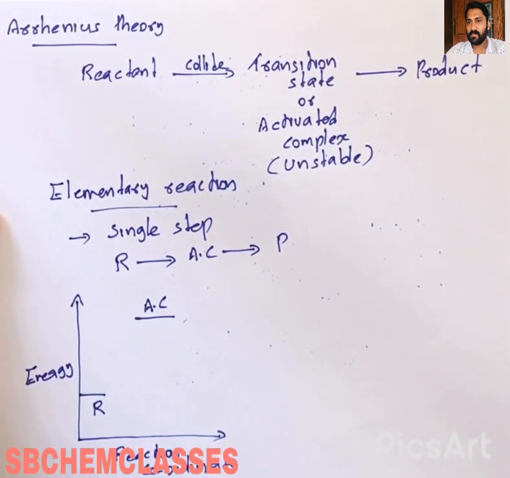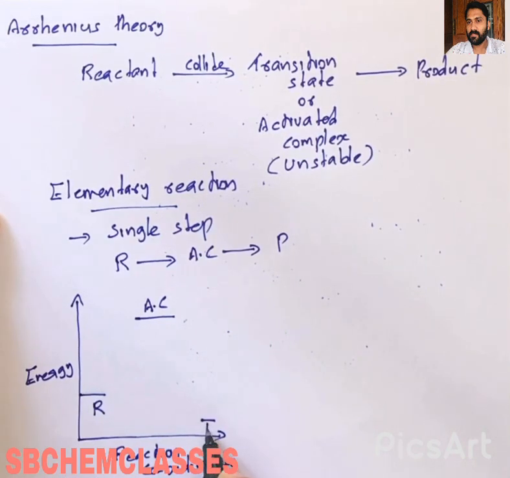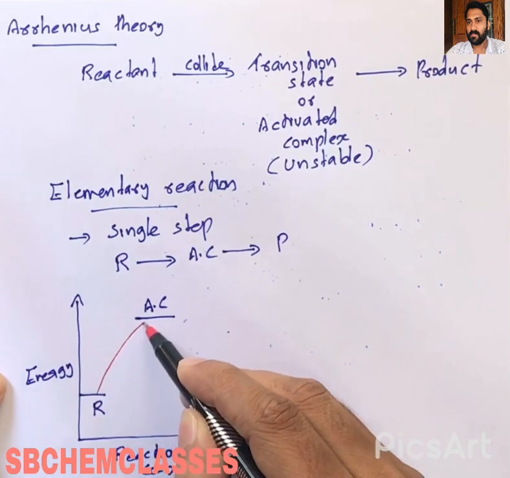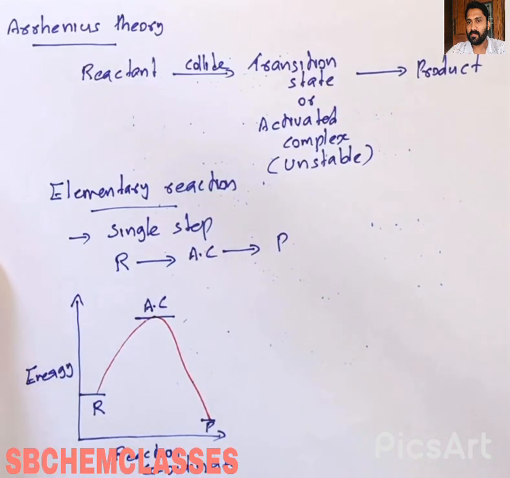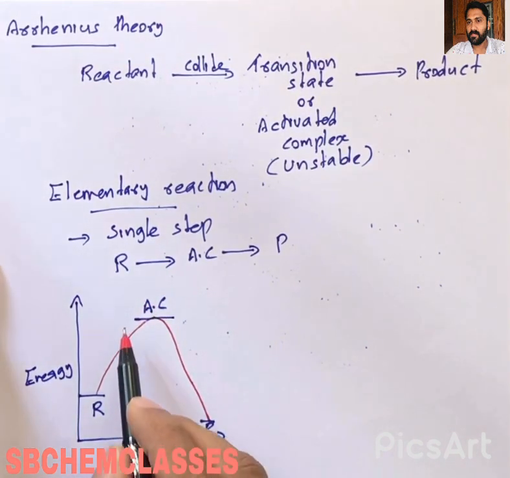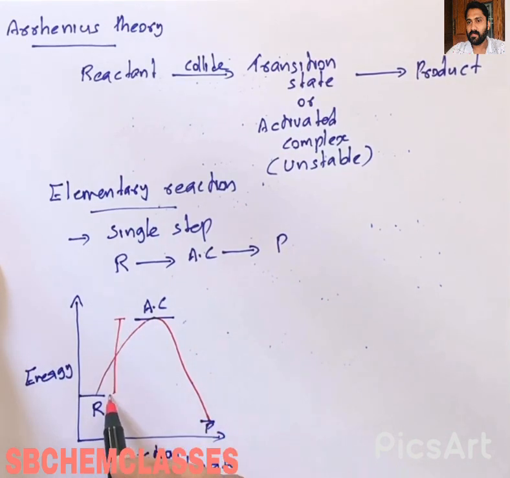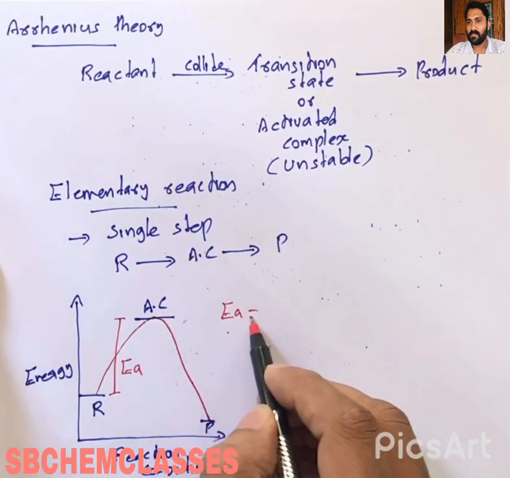The product may have energy greater than the reactant or less than the reactant. First I am considering that the energy of the product is less than the reactant. So the reaction path can be represented as reactant converted to activated complex, and that activated complex converted to product. With the energy of the reactant alone, it cannot form the activated complex. So it requires additional energy. That additional energy is known as activation energy, that is EA.